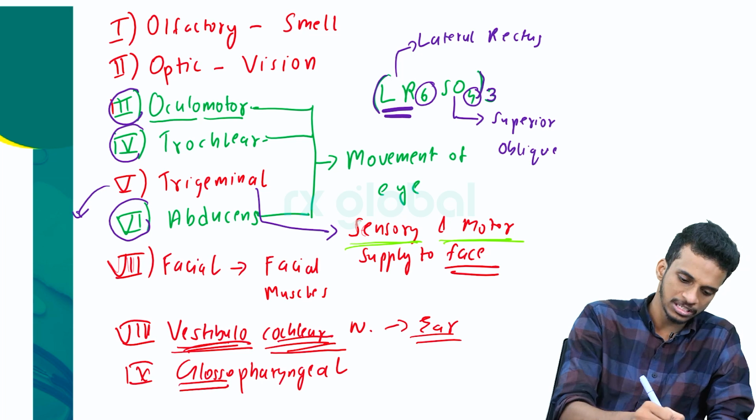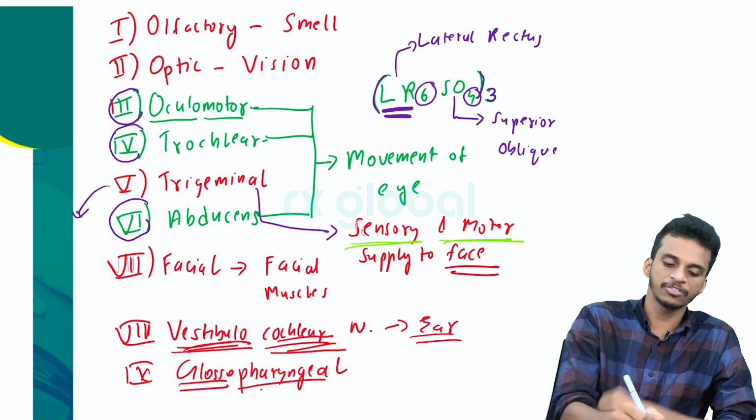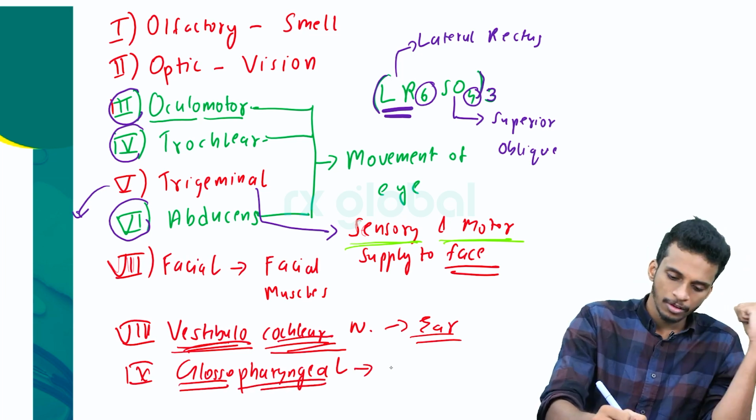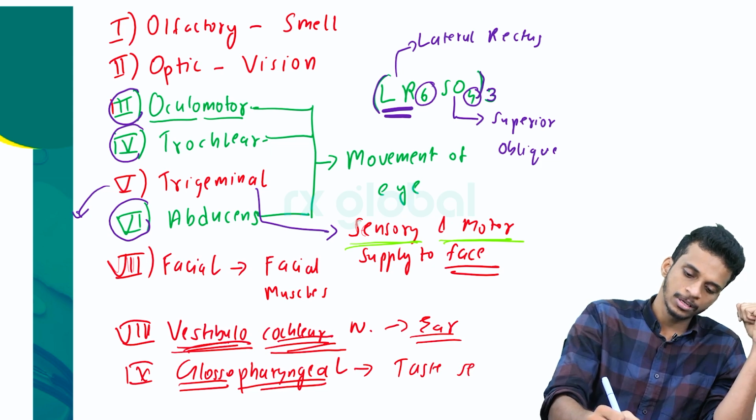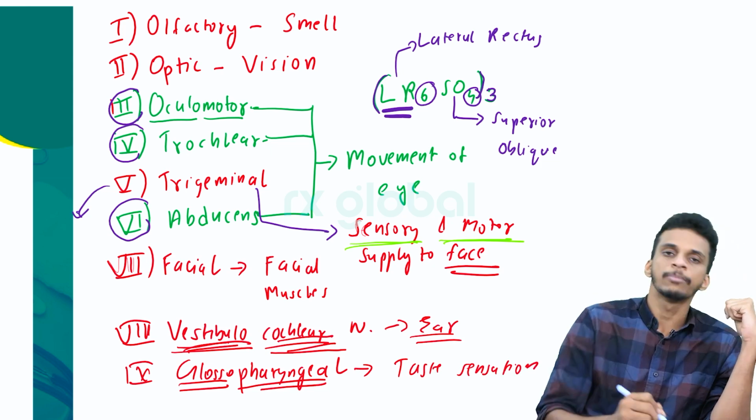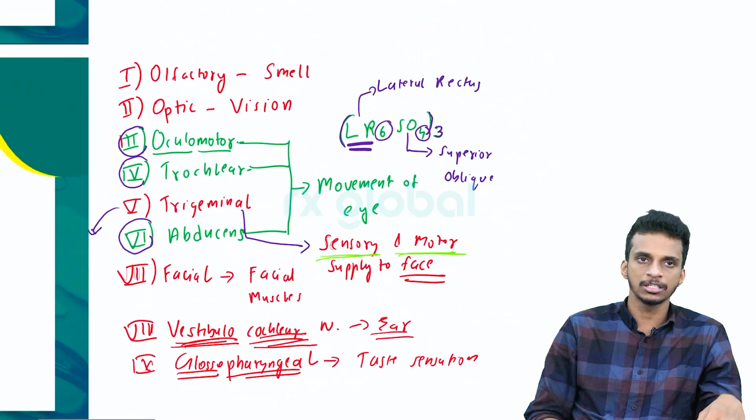Glossopharyngeal nerve. Glosso means tongue. Pharyngeal means pharynx. So this is the nerve which carries taste sensation from the tongue. Okay. So glossopharyngeal carries taste sensation from the tongue.